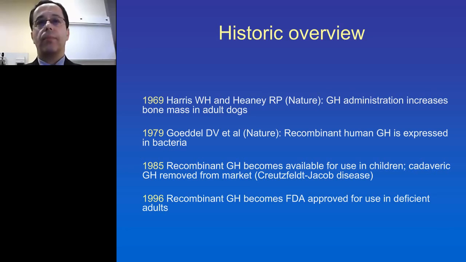And the advent of recombinant human growth hormone was very fortunate because in 1985 cadaveric growth hormone was removed from the market because of an association between cadaveric growth hormone use and a very severe and life-threatening illness, Creutzfeldt-Jakob disease.